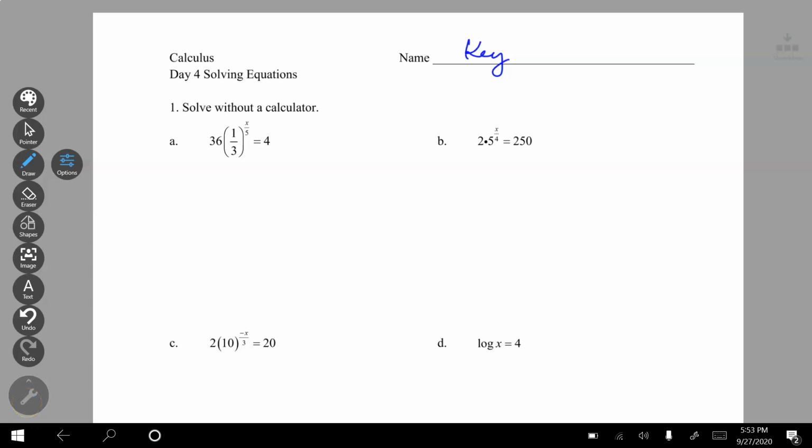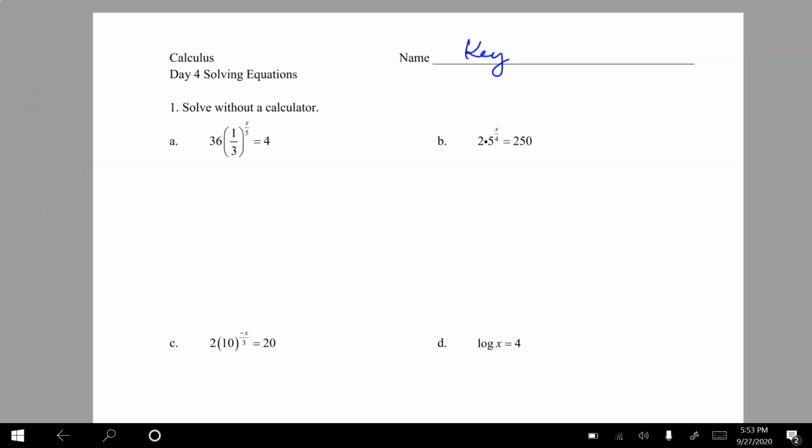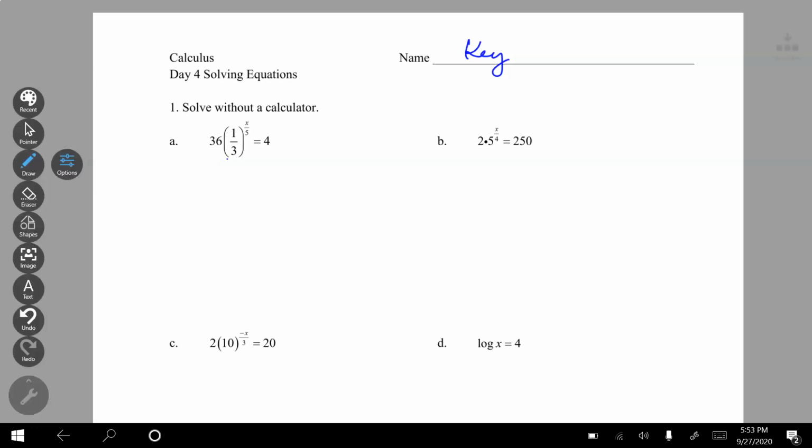Okay, welcome to day 4 notes. We're going to solve equations, first without a calculator, because we're going to manipulate them and we should be able to write things without a calculator. So the first problem I see, I don't like this 36 up front. And I have (1/3)^(x/5) equals 1/9.